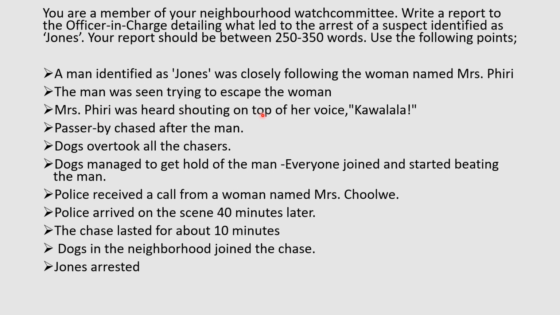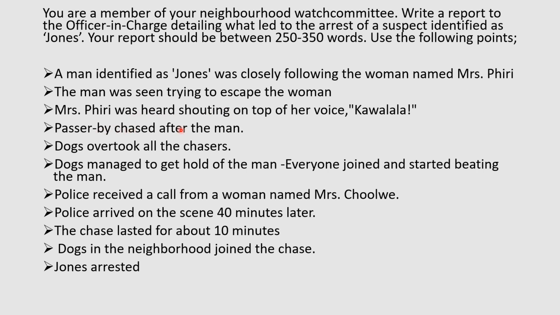So we can see that there must be a point here. Mrs. Perry was heard shouting on top of her voice, Kawalala. This shouting might have caused this man trying to escape. So maybe we take this as the first point. If you have a pencil or a pen, then you can write 1 here since you think this is the first point, 1. Then you write this point 2. Then this maybe point 3. But let's see what happened.